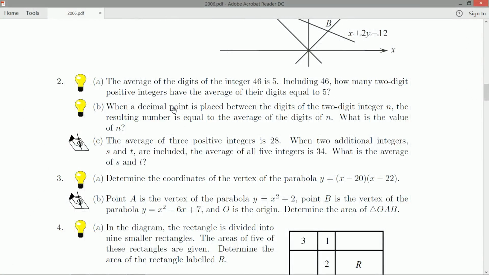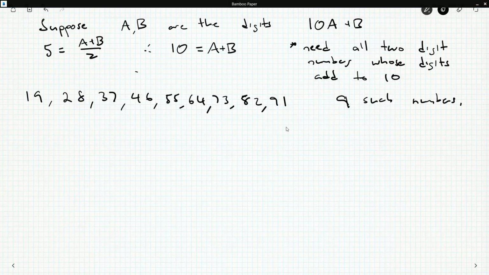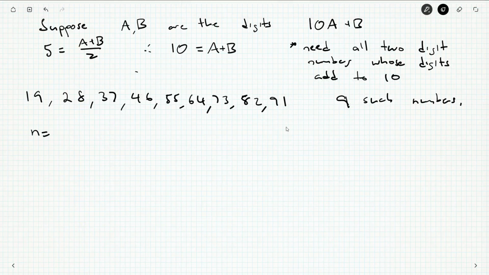When a decimal point is placed between the digits of the 2-digit number n, the resulting number is equal to the average of the digits of n. What is the value of n? Interesting. So n is 10a plus b. It looks like AB. So if B were 8 and A were 3, this would be 38.